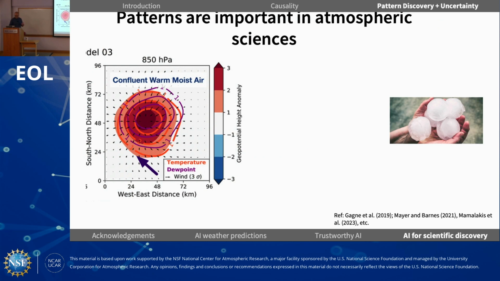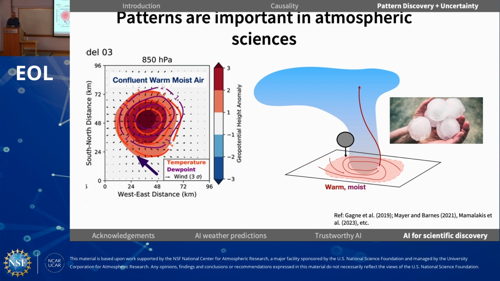I think patterns are very important in atmospheric science. This is a picture from John Deere et al. in a 2019 paper. They are understanding the problem of hail generation in supercellular storms. Using this type of plot is very good because they can make the argument that if we have a convergence of warm and moist air into the supercell, it can generate larger hail. And this is based on pattern analysis. So we overlay all the patterns together and make the physical argument.